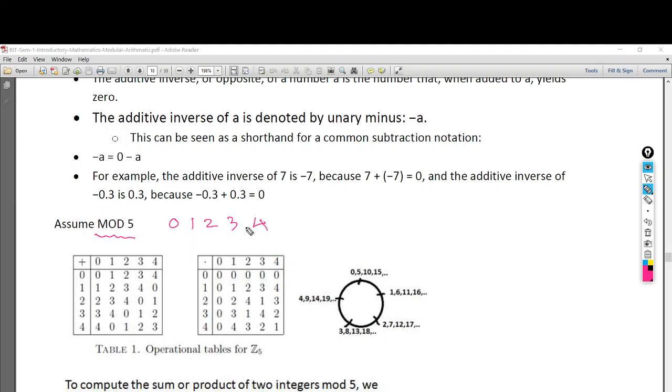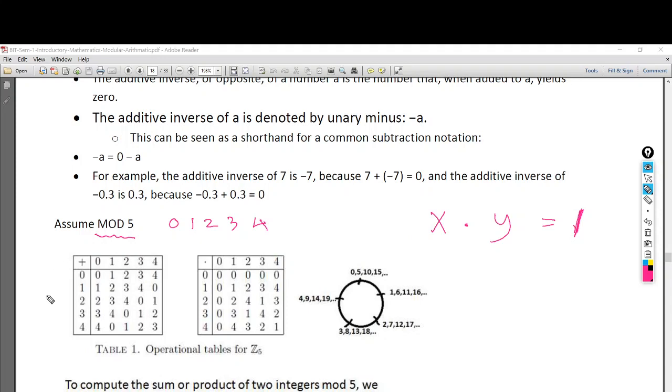Now remember the definition of multiplicative inverse. From this moment onward, when I say inverse, I mean multiplicative inverse. I am not going to refer to the additive inverse because we are interested only in the multiplicative inverse. So what is the meaning of multiplicative inverse? When you have a number, you have to find another number such that when those two numbers are multiplied, you get 1.